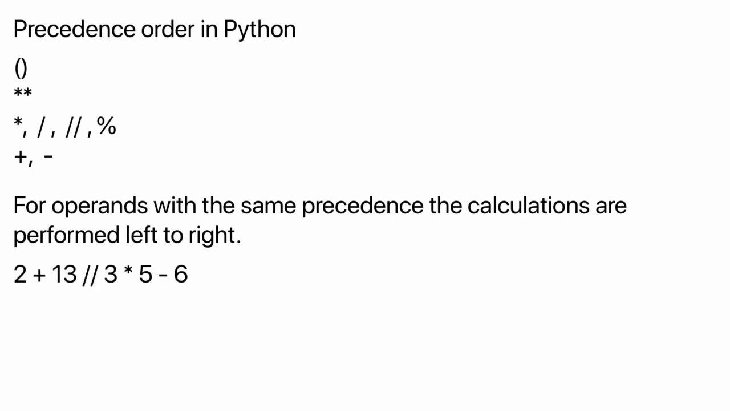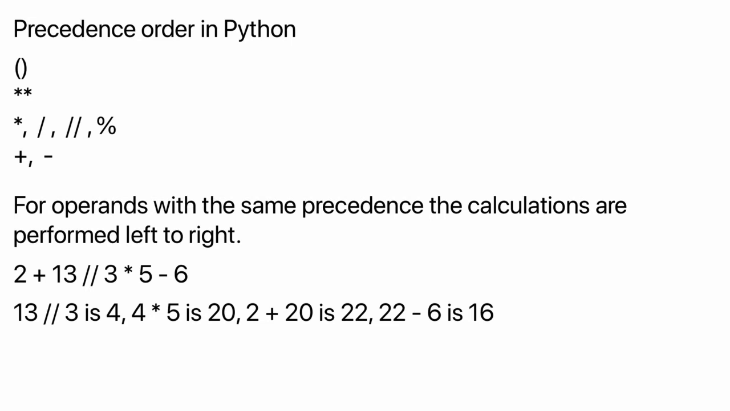In this expression here, division and multiplication have the same precedence, so we do the division first and then the multiplication. The first step, we do 13 divided by 3 and get 4. Then we multiply that result, 4 times 5, and get 20. Then we add 2 and 20 to get 22. And finally we subtract 6 to get 16.